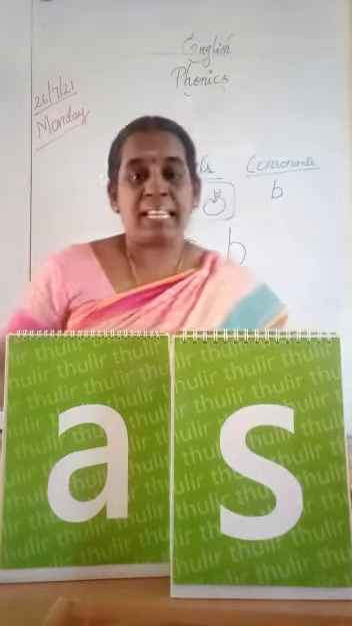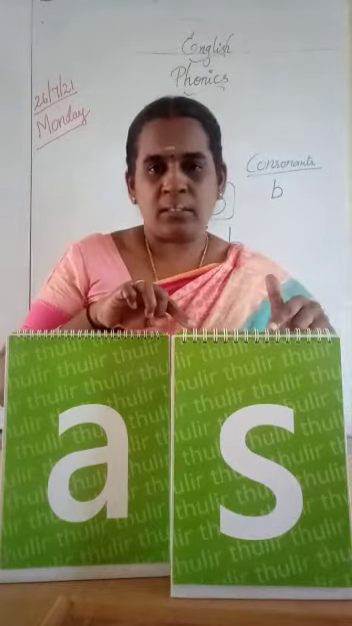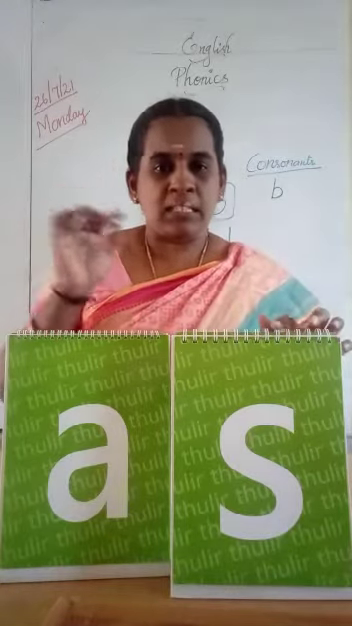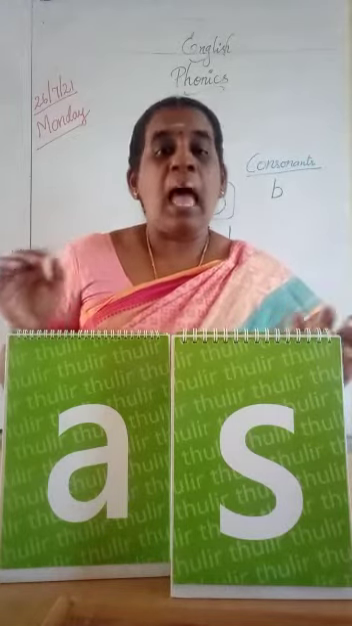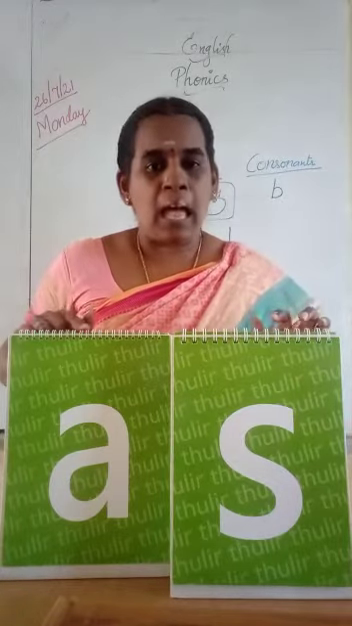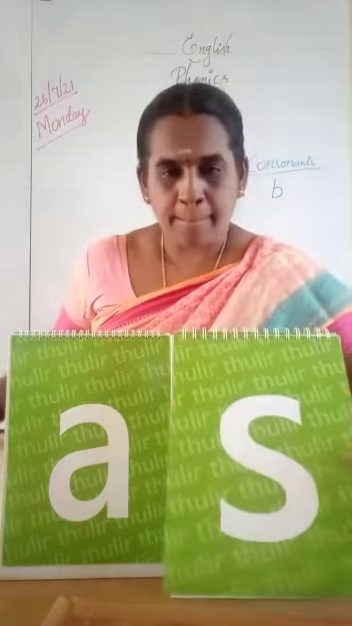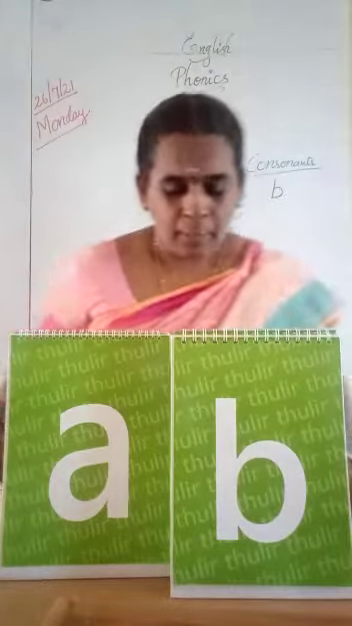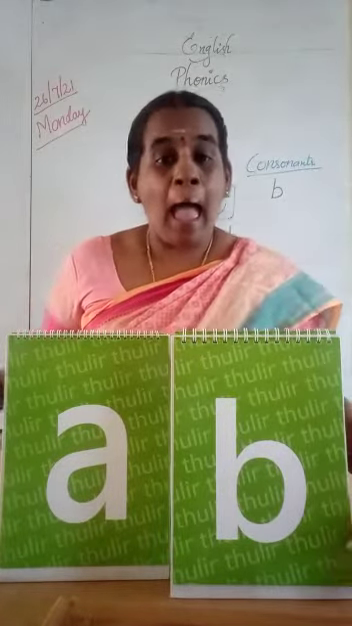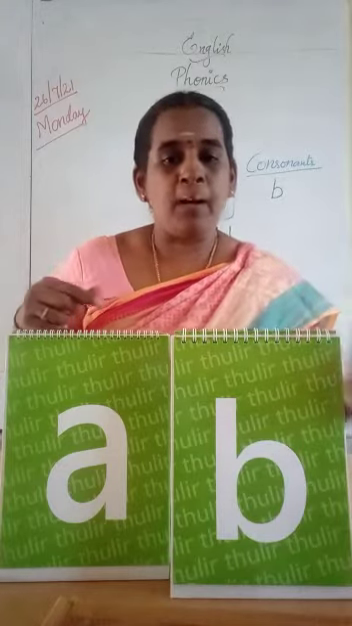The first one is S, because it's very easy to remember. So we have the mixture of the letters here. Just repeat after me. A, S, as. A, S, as. A, B, ab. A, B, ab.